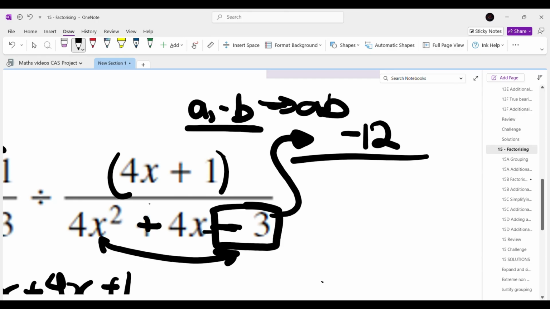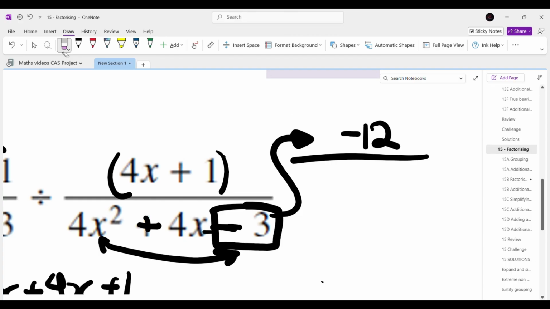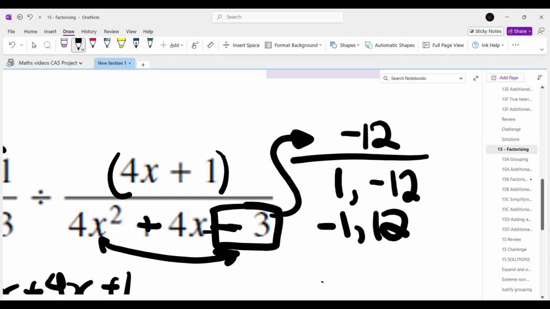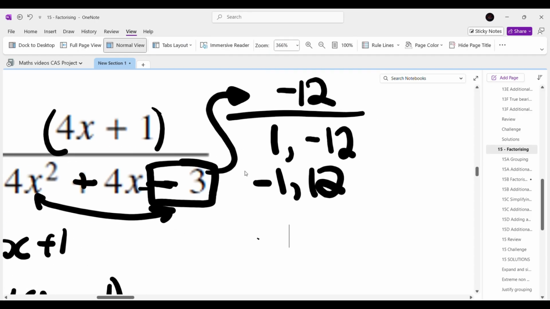It'll always be a negative, right? Because it doesn't have another negative to cancel out. So we'll do one negative. So we got 1, negative 12, negative 1, 12. So we're just looking for a plus 4.